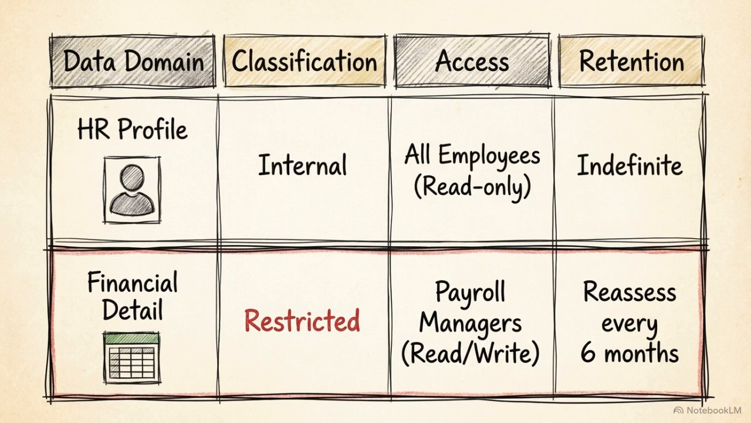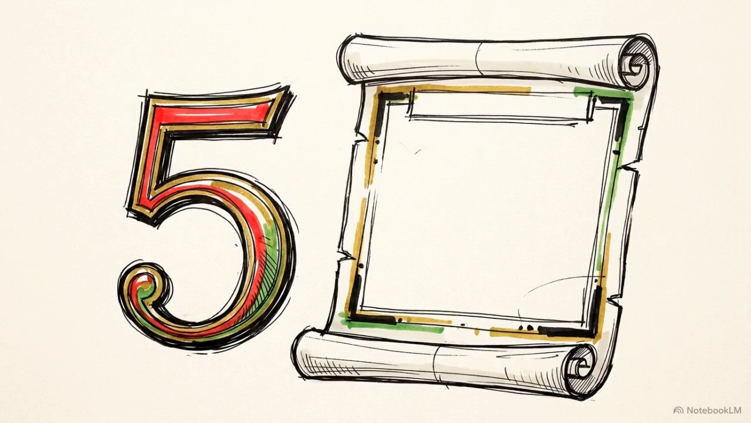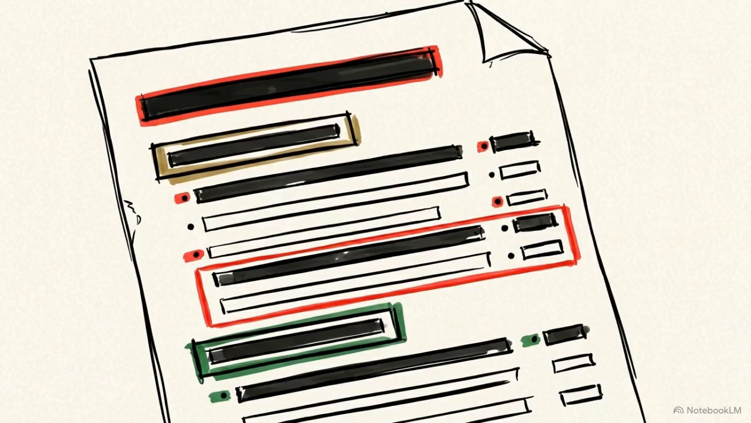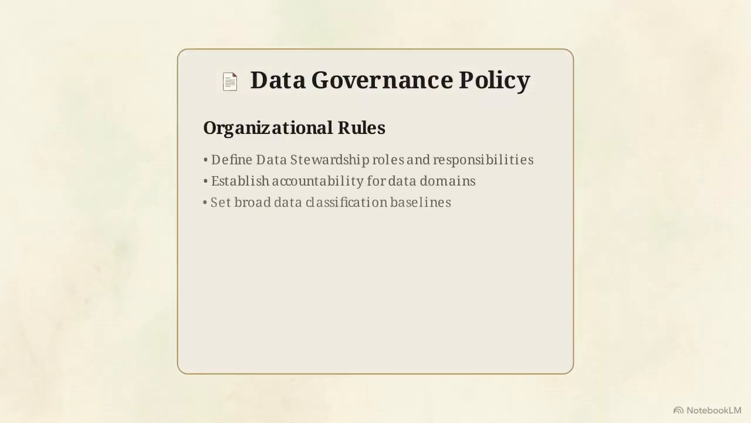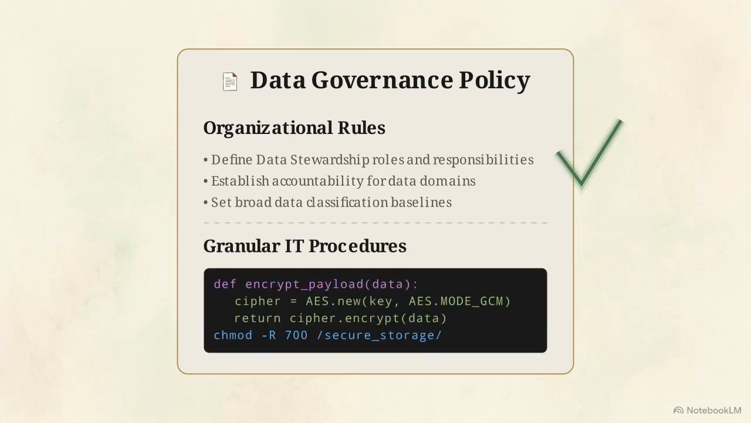Contrast that with employee financial details, like bank accounts. That domain is classified as restricted. Access shrinks to specific read and write permissions and is limited exclusively to your payroll managers. Step 5 is applying a reusable schema. You take the scope, roles, principles, and classification rules you just defined and slot them neatly into a standardized master document layout. Remember to maintain high-level language in this document. Keep the focus strictly on organizational rules and avoid writing out granular IT procedures.